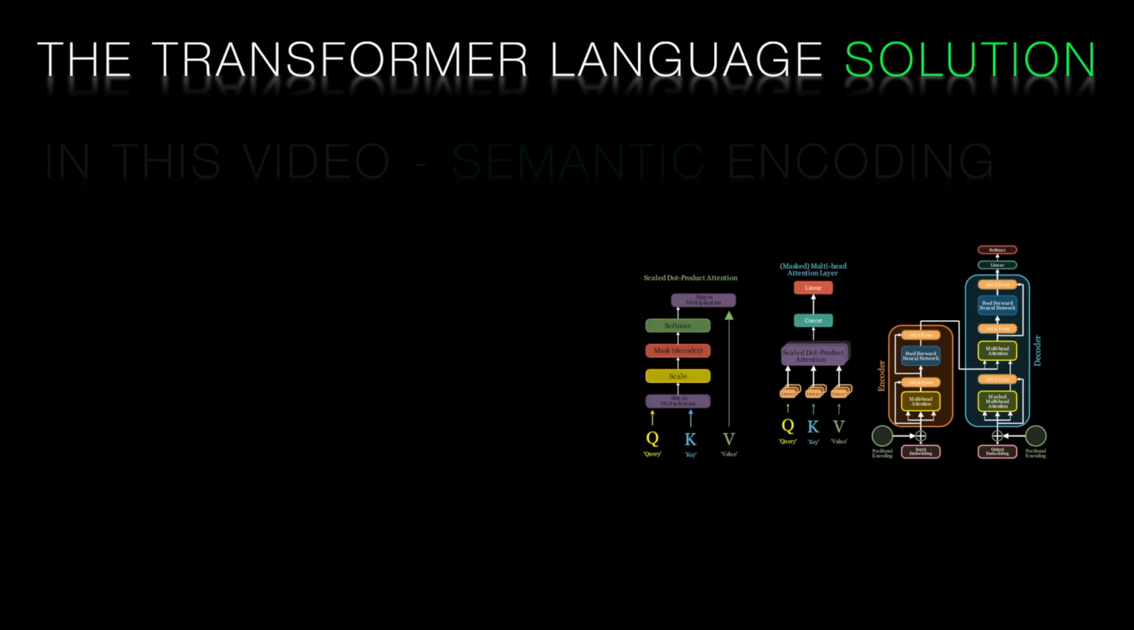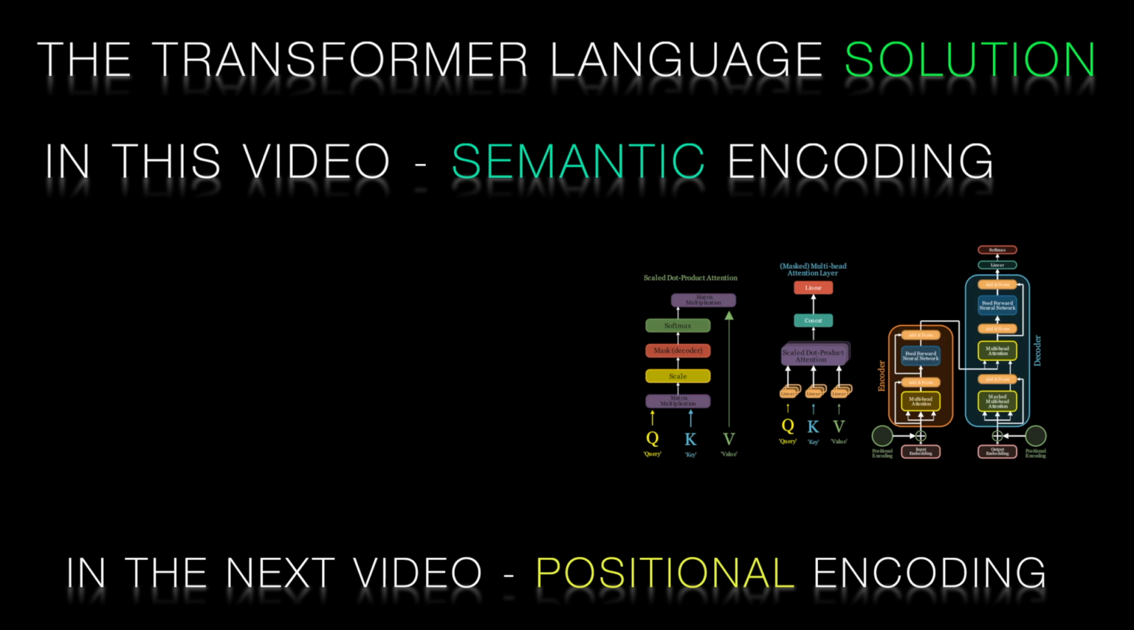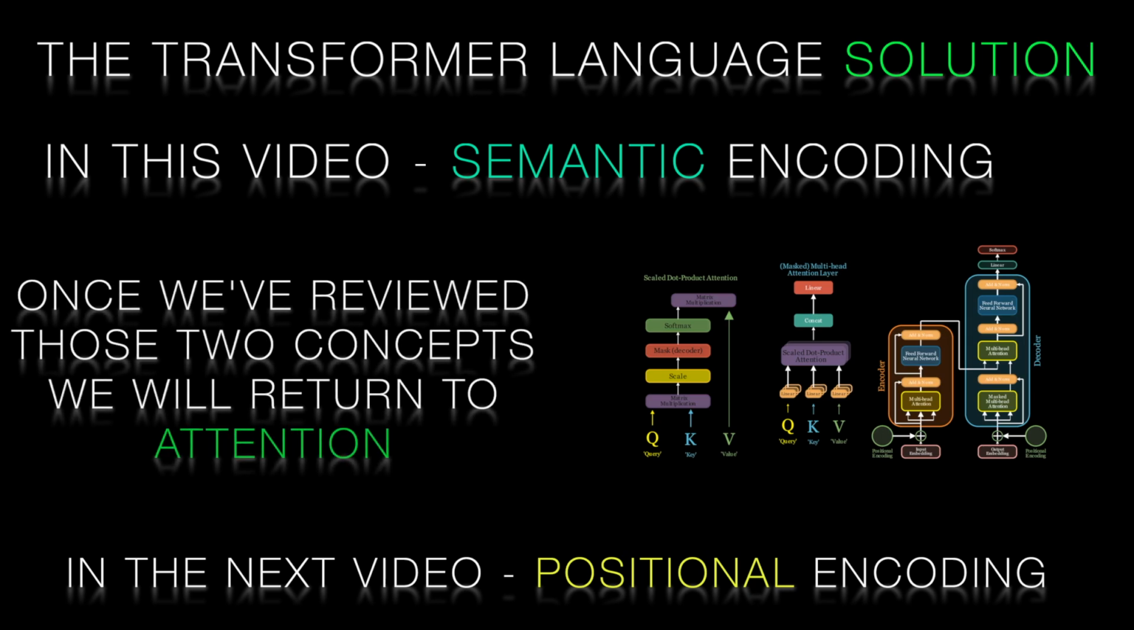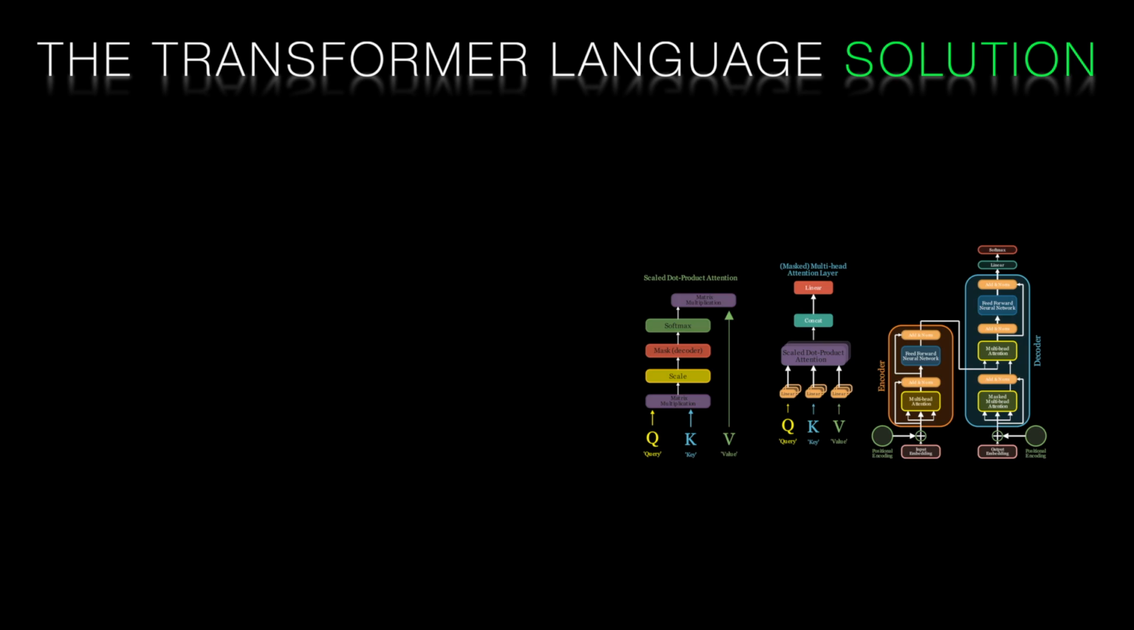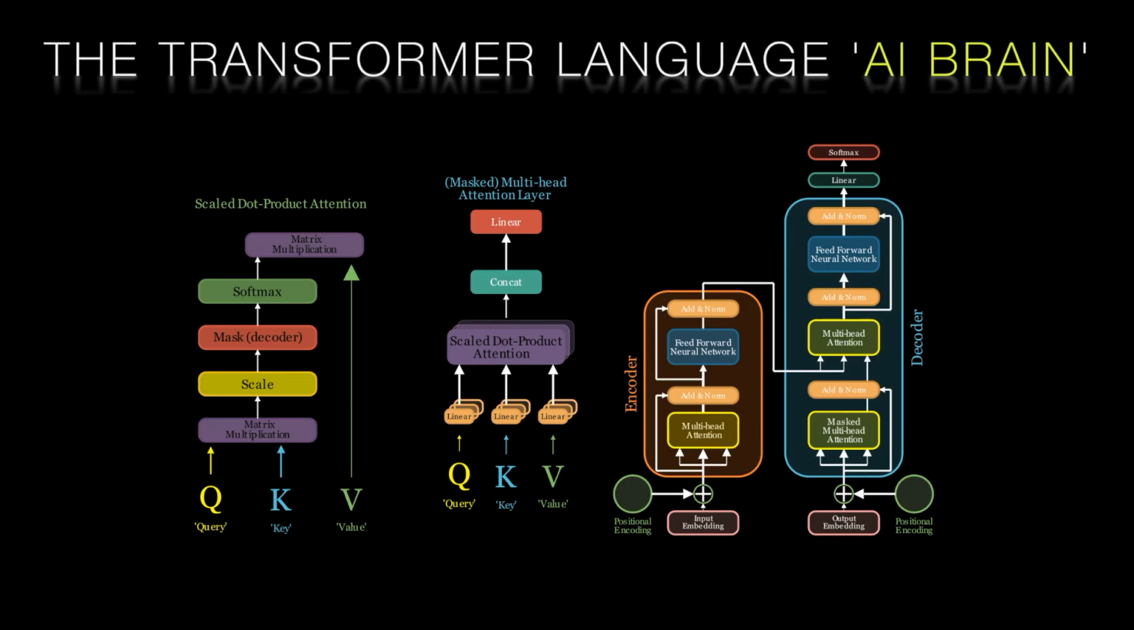For the remainder of this video, we're going to talk about the first concept, semantics, and in the next video, talk about position. Once we've covered both those topics, then we'll talk about attention. If we look at the architecture of transformers, we can isolate where the different pieces of functionality live. We'll talk a little bit more about the overall transformer architecture as we go, but for our three concepts of semantics, position, and attention, we can point out the areas of our AI brain where the magic happens.